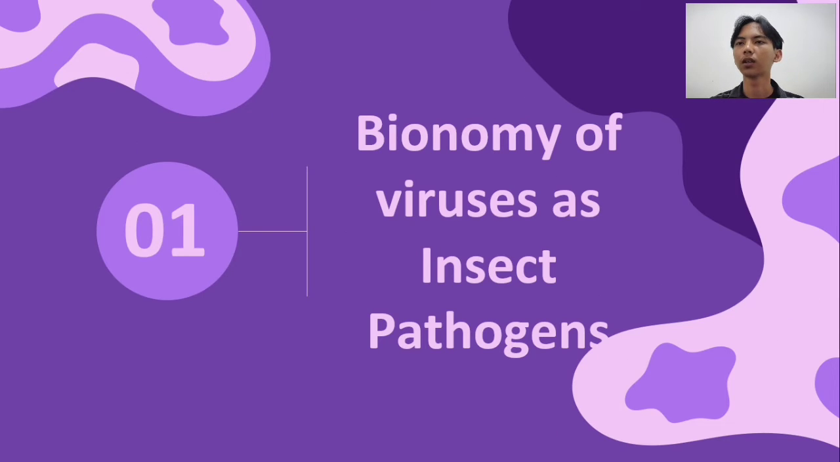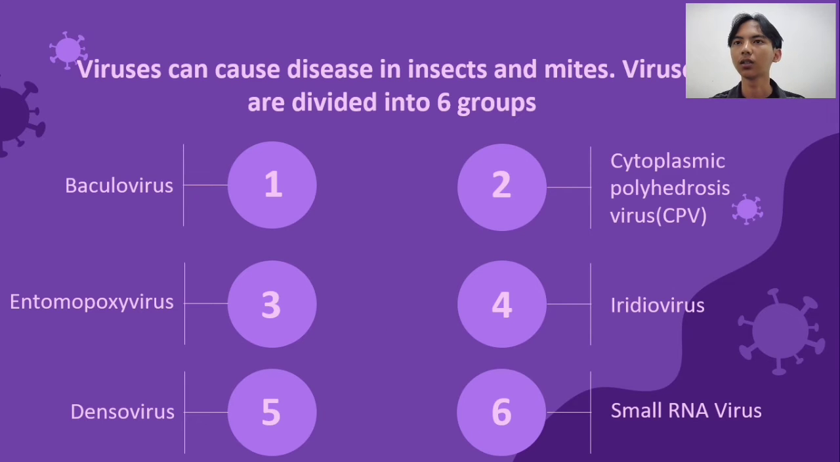Bionomy of viruses as insect pathogens. Viruses can cause disease in insects and mites. Viruses are divided into six groups. The first, Baculovirus. The second, cytoplasmic polyhedrosis virus. The third, Entomopoxvirus. The fourth, Iridovirus. The fifth, Densovirus, and the sixth, small RNA virus.